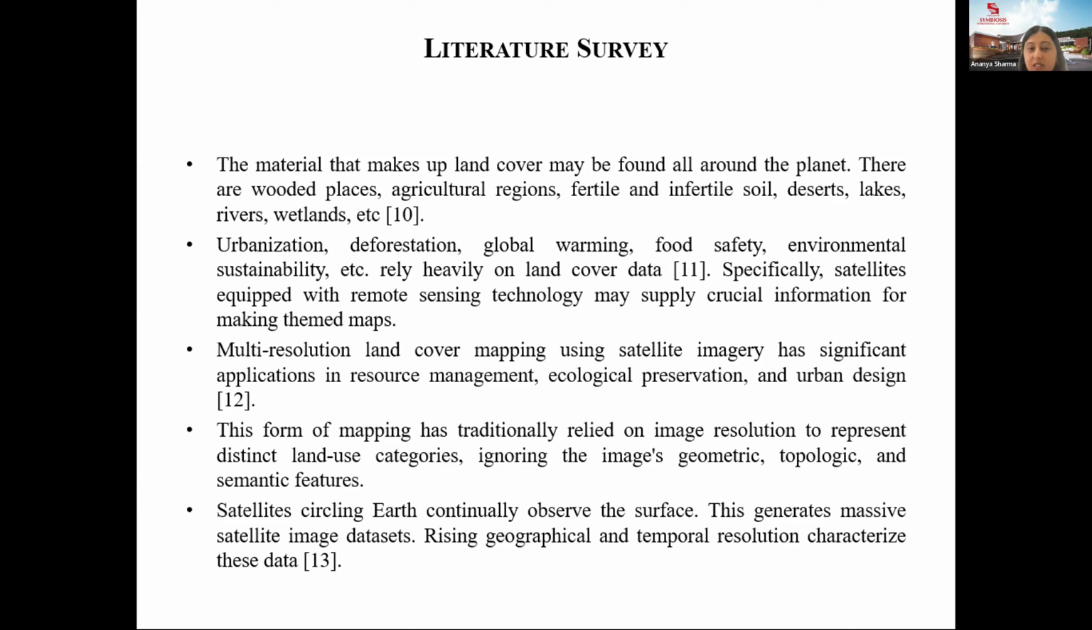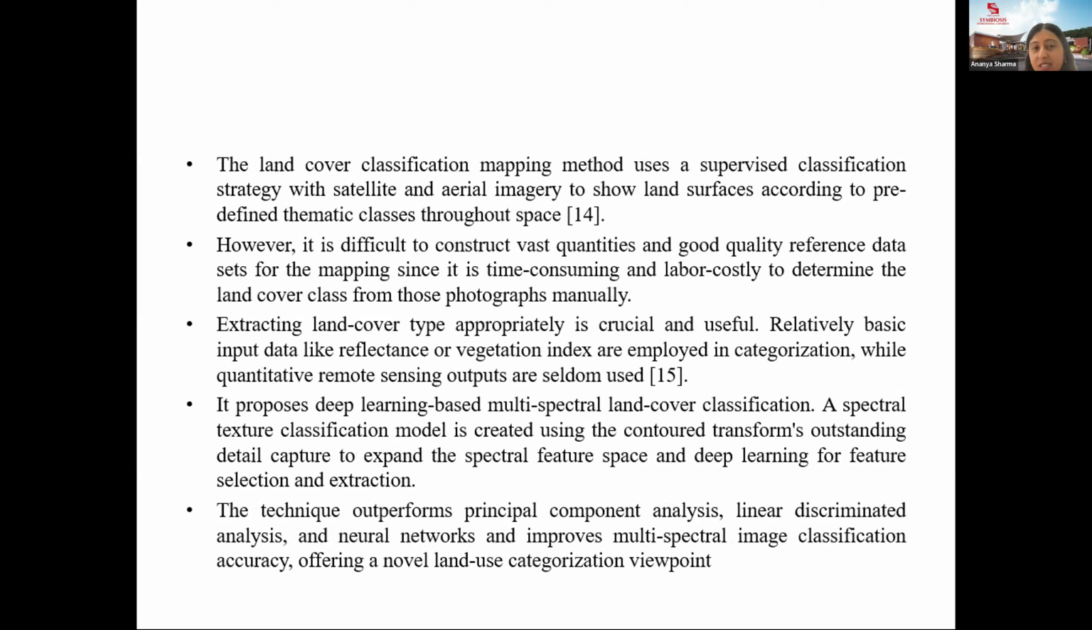The satellites circling Earth continually observe the surface. This helps in generating massive satellite image datasets. Rising geographical and temporal resolution characterize this data. The land cover classification mapping method basically uses a supervised classification strategy with satellite and aerial imagery to show land surfaces according to predefined thematic classes throughout the space.